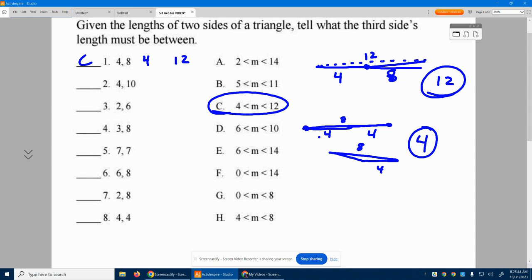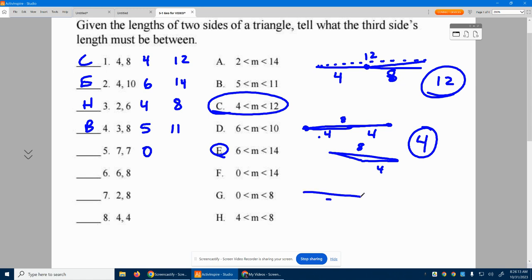I come to number 2. All I have to do, one side's 4, one's 10. I subtract them, 6. I add them, 14. It's got to be between 6 and 14. That's E. 2 and 6, subtract them, 4. Add them, 8. It's got to be between 4 and 8, which is down at H. 3 and 8, subtract them, 5. Add them, 11. It has to be between 5 and 11. Choice B. 7 and 7, subtract them, 0.